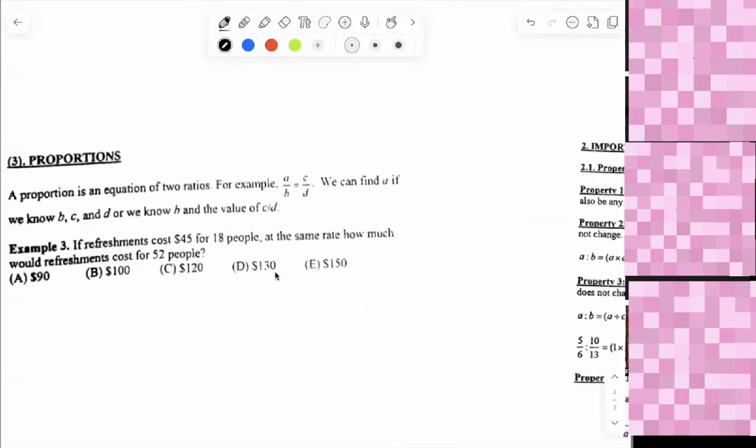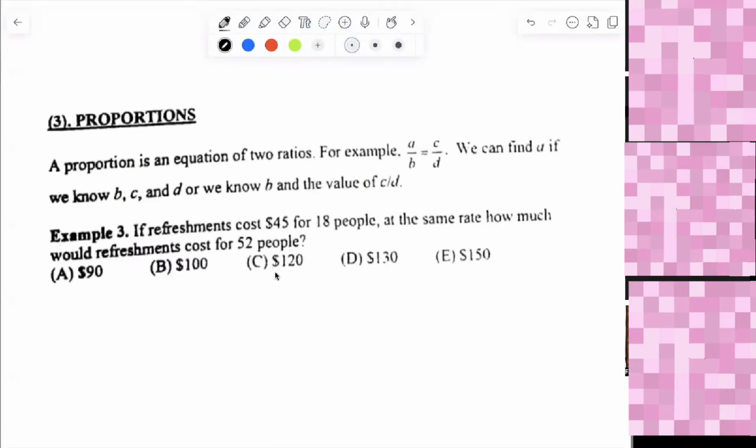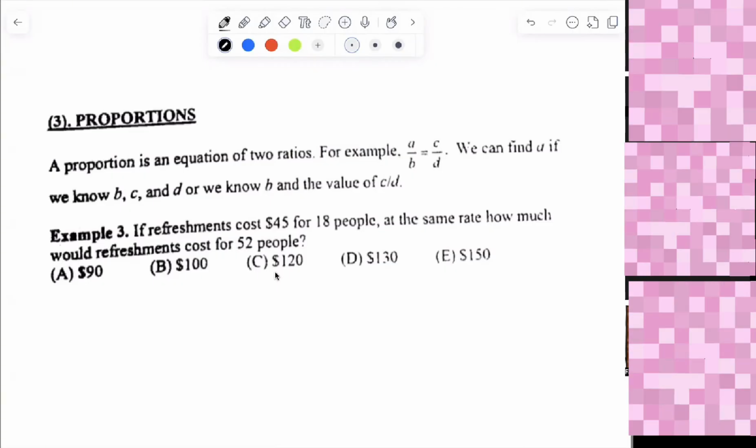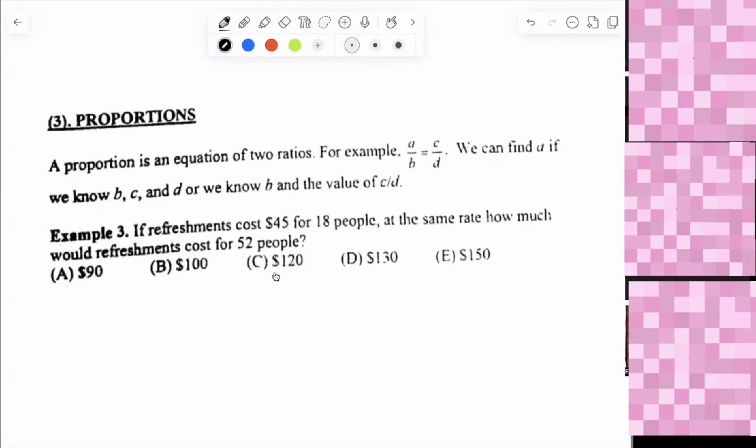Now let's move on to example 3. Proportions. A proportion is an equation of two ratios. For example, A divided by B is equal to C divided by D. We can find A if we know B, C, and D, or we can find B, and so on. If refreshments cost $45 for 18 people at the same rate, how much would refreshments cost for 52 people? Let's try this question and tell me in the chat.